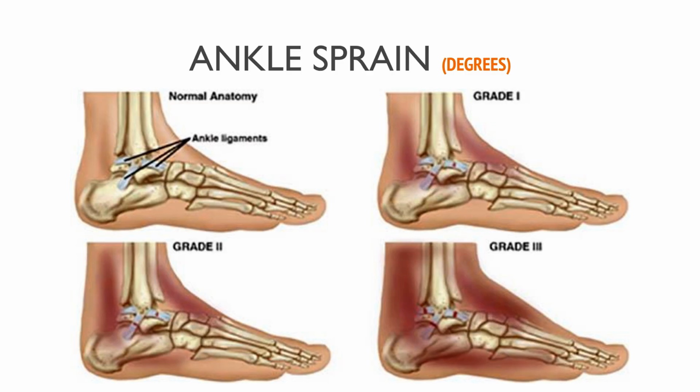This slide visually compares the different degrees of ankle sprain. In the top left, we see the normal anatomy with healthy ankle ligaments. Moving to the right, Grade 1 shows mild stretching and minimal swelling. Grade 2, in the bottom left, demonstrates partial tearing of the ligaments, with more pronounced swelling and bruising. Finally, Grade 3, in the bottom right, shows a complete tear, significant swelling and bruising, which correlates with the instability and loss of function we discussed earlier.